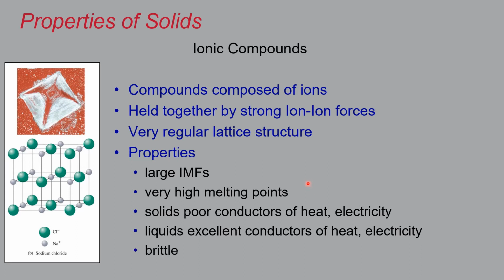And the other thing is that they are brittle. What does brittle mean? That means if you were to hit this piece of table salt, you get a whole bunch of smaller pieces of table salt; it shatters when you hit it. All right, so those are the high points of ionic compounds.